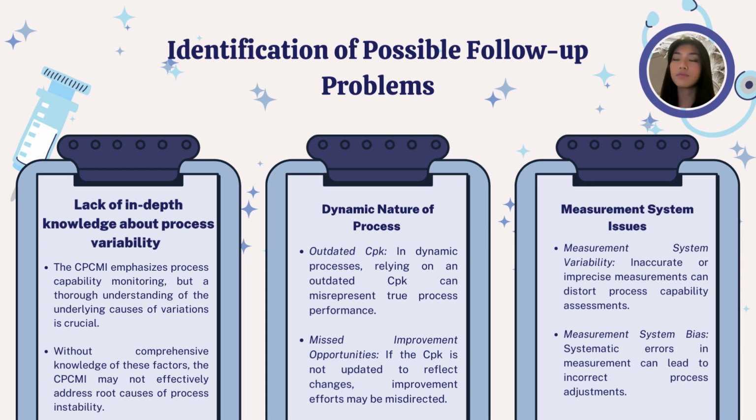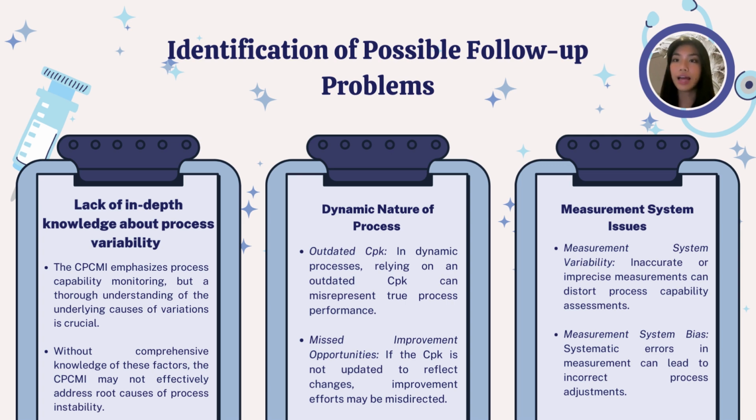The hidden variables can lead to unexpected variations and potentially cause rejection even if the CPK suggests the process is capable. Another potential follow-up problem could be that the CPK is a static measurement based on past data. Manufacturing processes are dynamic and factors can change over time. Relying on outdated CPK calculations might not reflect the current process capability, and outdated CPK metrics can lead to a false sense of security or missed opportunities for improvement.